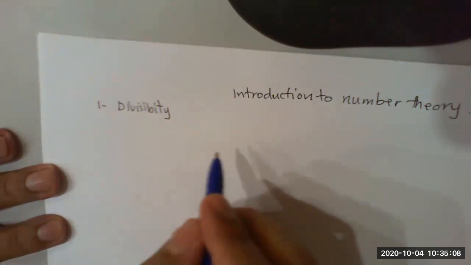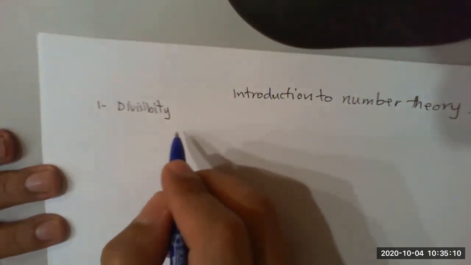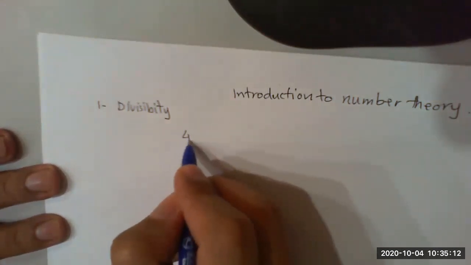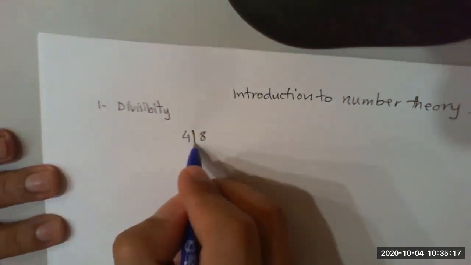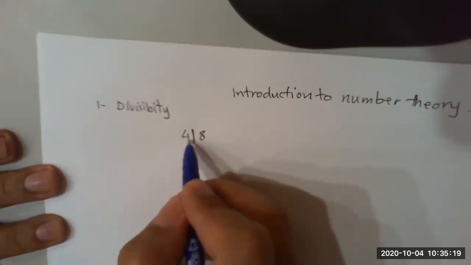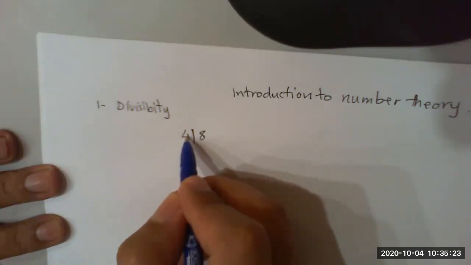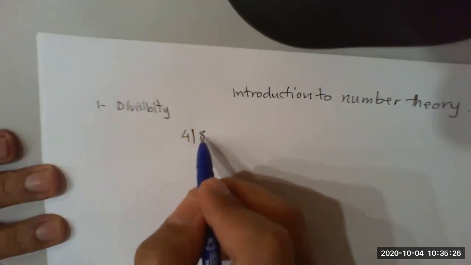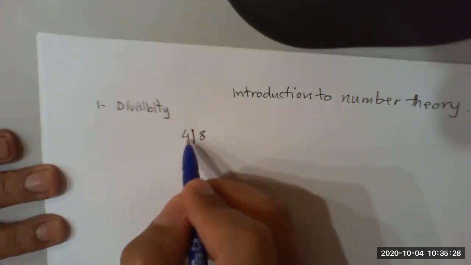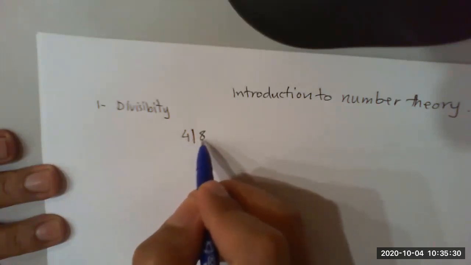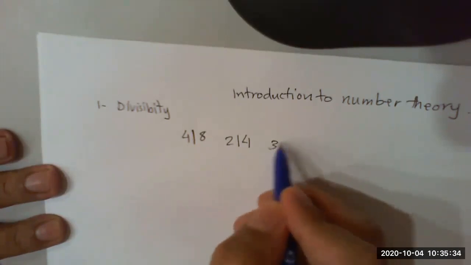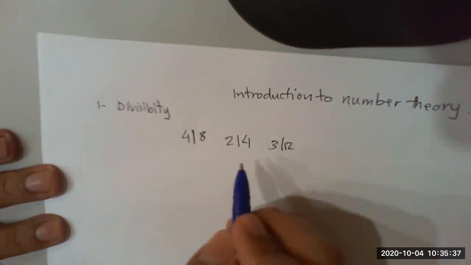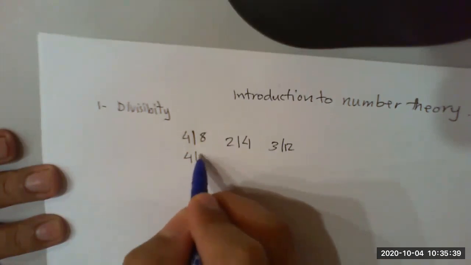Divisibility means that some numbers divide others. For example, 4 divides 8. This sign means divides. Divides means that there is no remainder. If I divide 8 by 4, there is no remainder. This means 4 divides 8. And 2 divides 4, and 3 divides 12, and 4 divides 12, and so on.